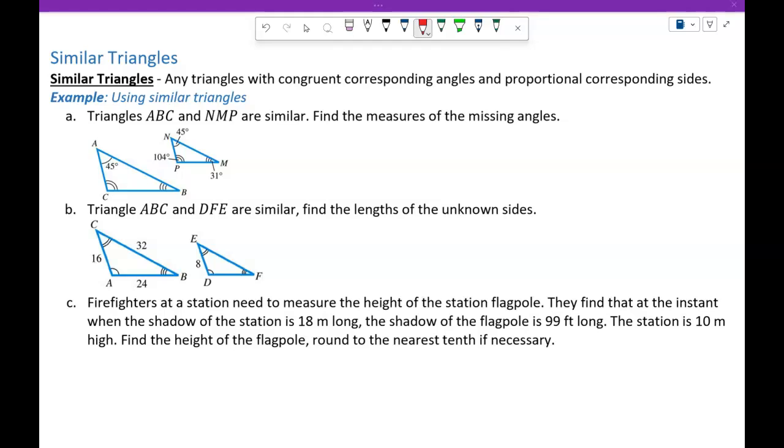Lastly here, we're going to talk about similar triangles. Triangles that have congruent corresponding angles and proportional corresponding sides are similar. Now, naturally, through our relationship with triangles, if we know that the corresponding angles are congruent, then we know the corresponding side relationships will be proportional.